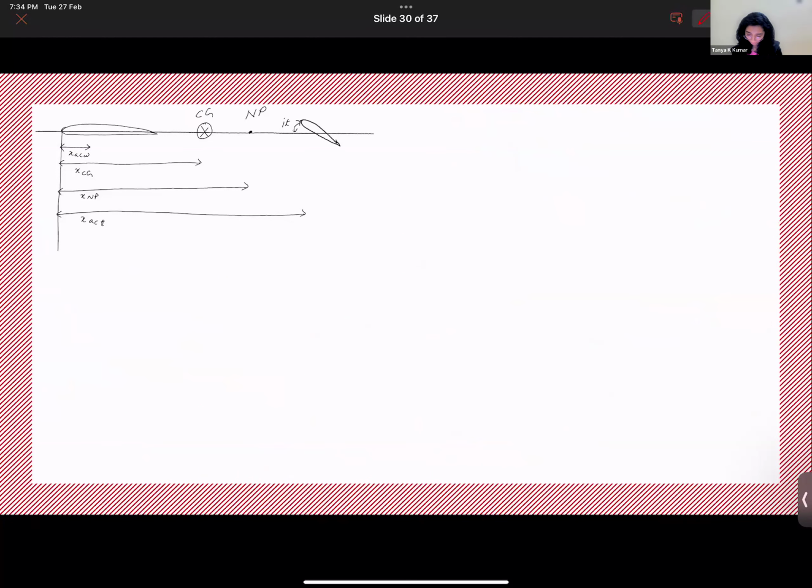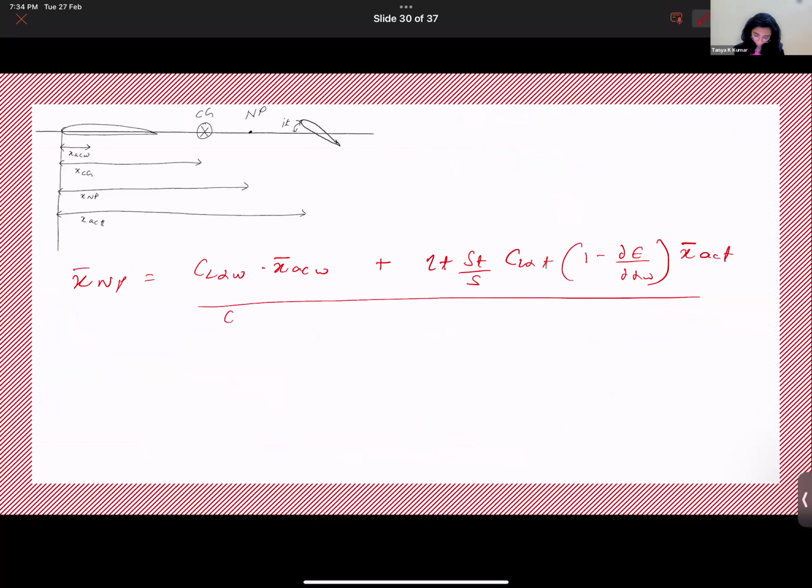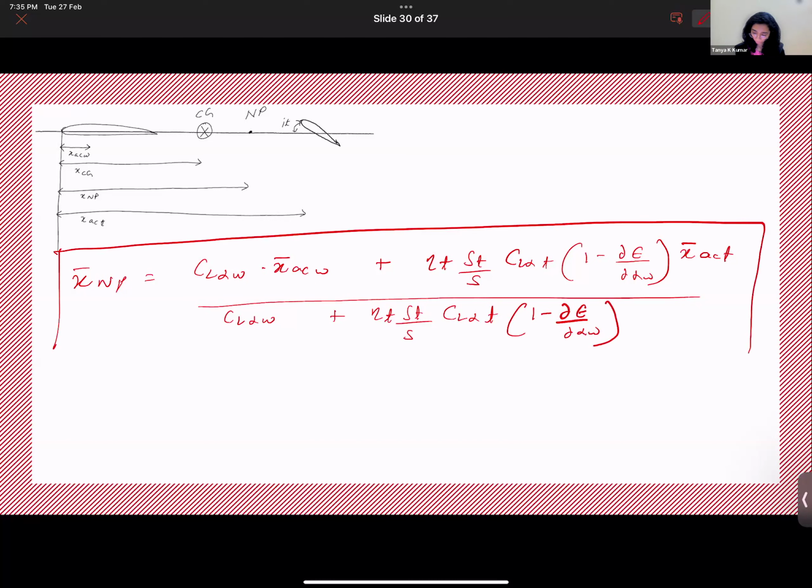Okay, so let's just rewrite that. So x bar np is Cl alpha of the wing into x bar AC of the wing plus eta tail St upon S Cl alpha of the tail 1 minus dou epsilon by dou alpha wing x bar AC of the tail divided by Cl alpha of the wing plus eta tail St upon S Cl alpha tail 1 minus dou epsilon by dou alpha wing. Okay, so this is the formula for neutral point.